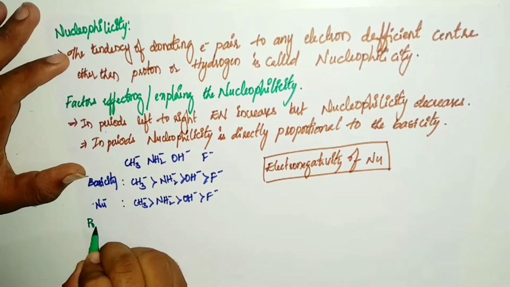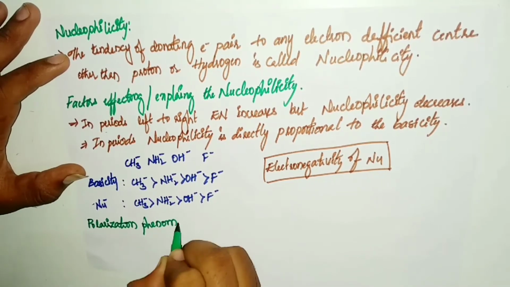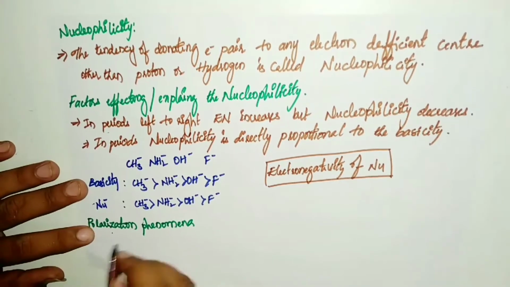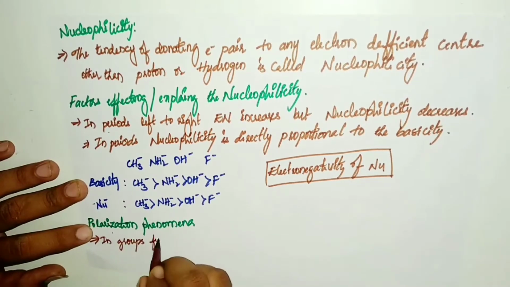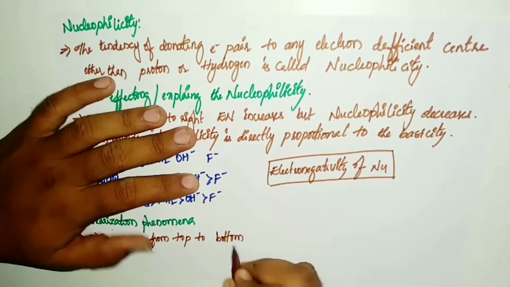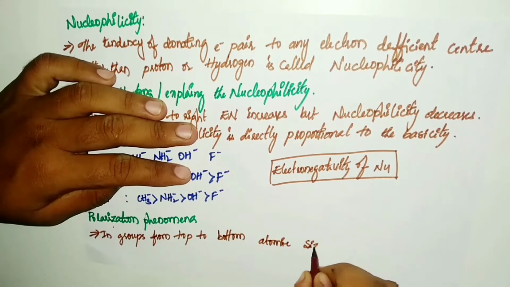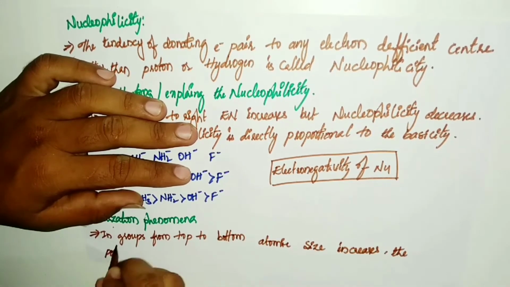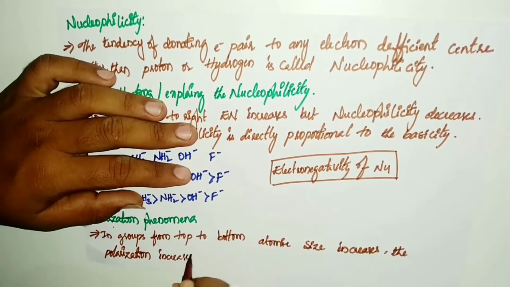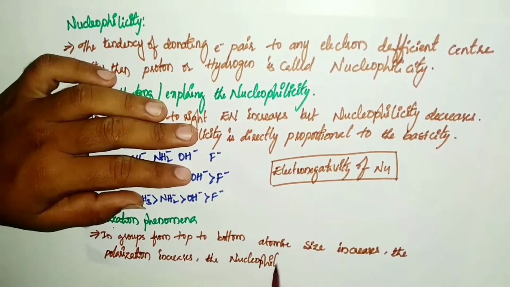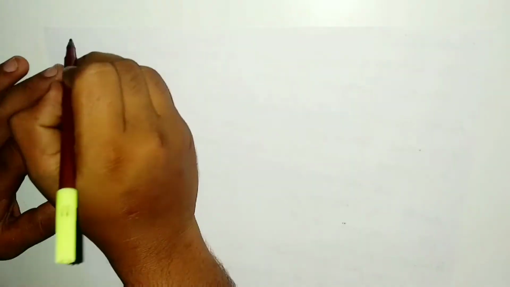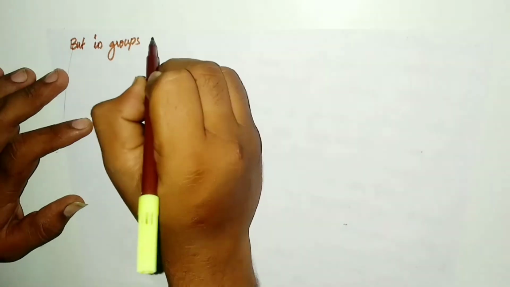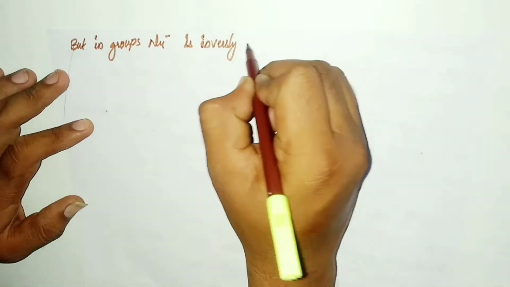The next subtopic is the polarization phenomenon. In groups from top to bottom, atomic size increases. So here, atomic size increases, the polarization increases. Size increases means polarization increases. Therefore, nucleophilicity increases. But in groups, nucleophilicity is inversely proportional to the basicity.